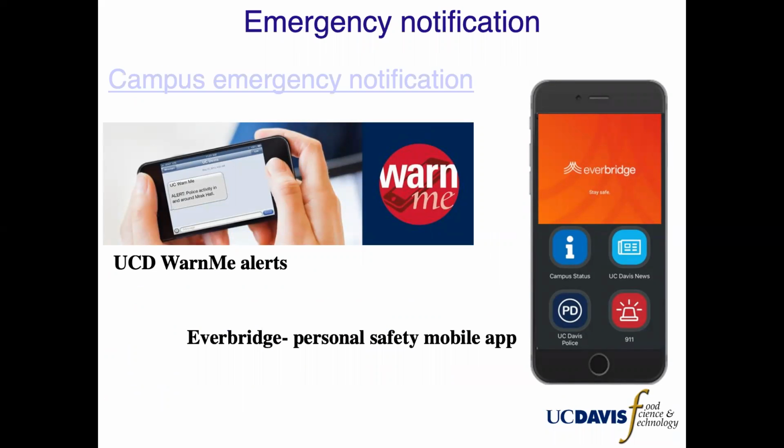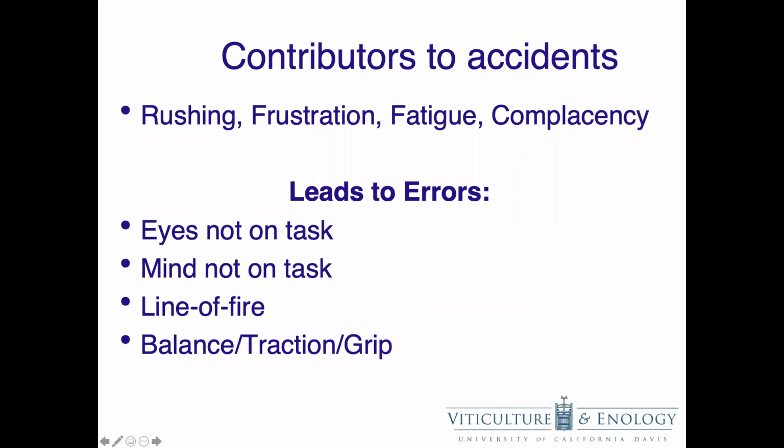In addition to resources for laboratory safety, Safety Services also has resources for personal safety. Some of these resources are the campus emergency notification system called WARME. Make sure you're signed up for WARME to receive notifications and updates about emergencies happening on campus and in Davis. The Everbridge app is a personal safety app that can be used to quickly make emergency phone calls, set up emergency contacts, or to report suspicious activity. This can also be downloaded from the Safety Services website.